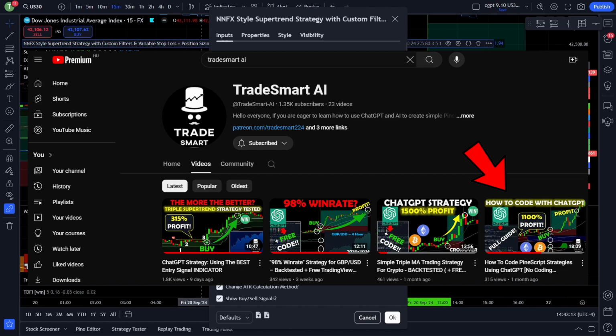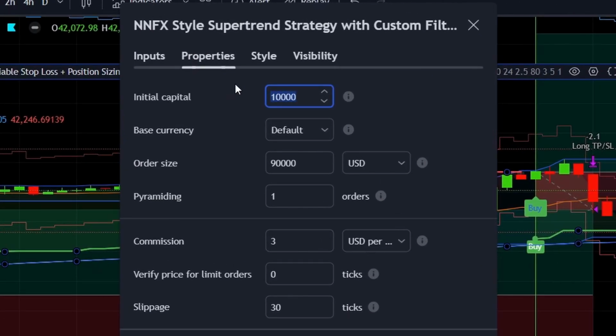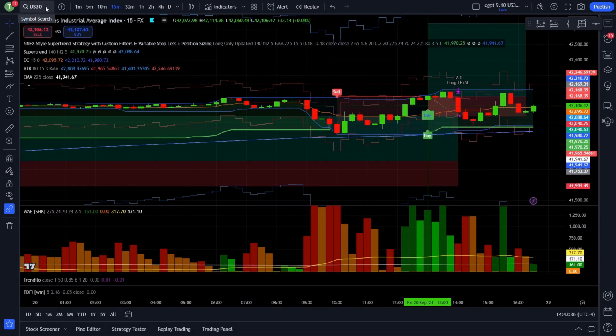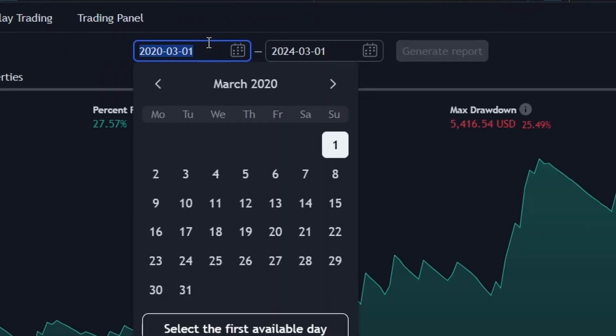And now, let's see the backtest results. For the backtest, I will be using a $10,000 initial capital, a $90,000 order size on each trade, a free USD per contract commission, and a 30 tick slippage. We will test this optimization on the US30 50-minute chart, and for the backtest we will use the last 4 years of price data. I set the start date to 2020, the 1st of March, and the end date to 2024, the 1st of March.